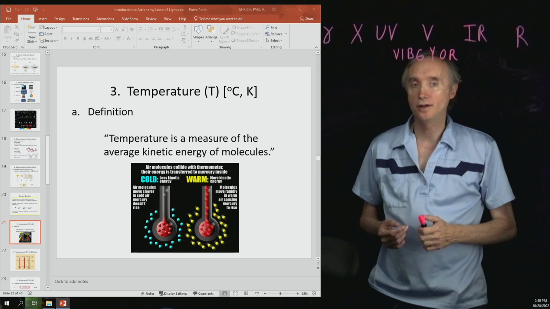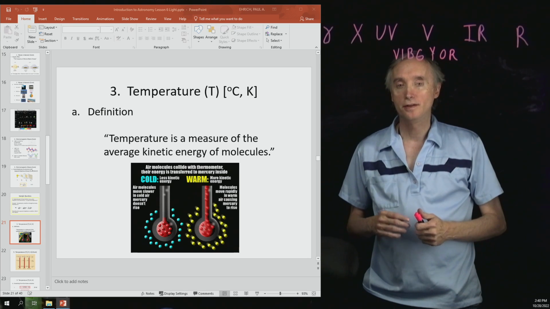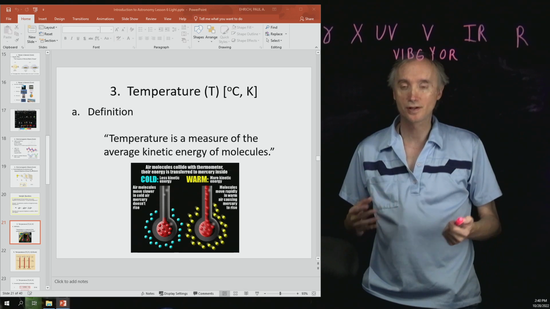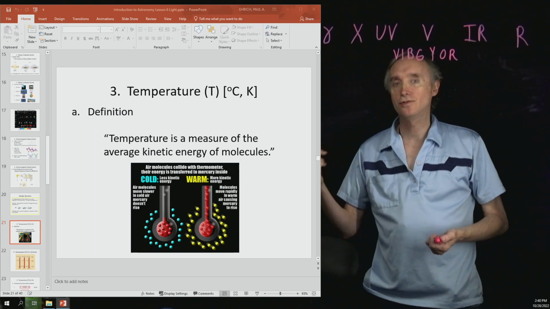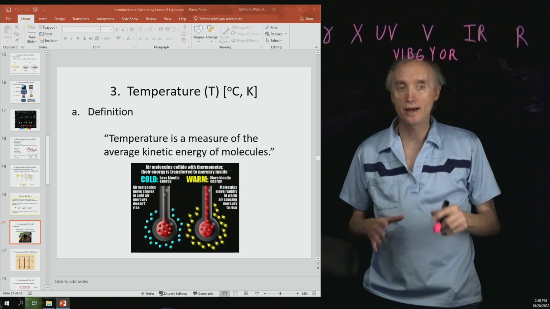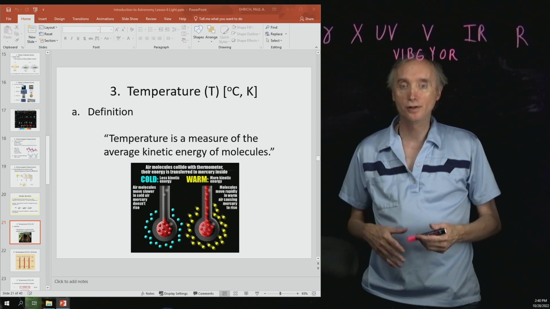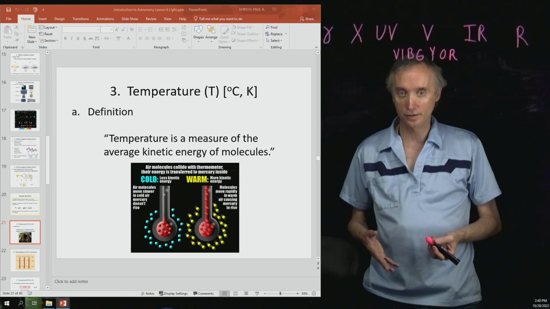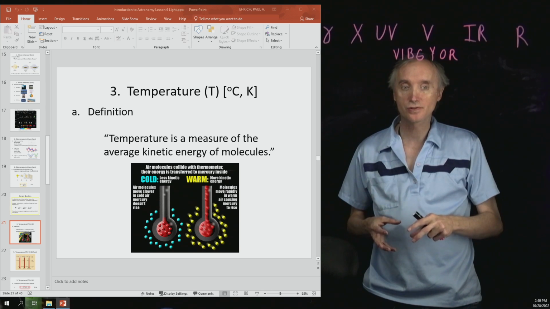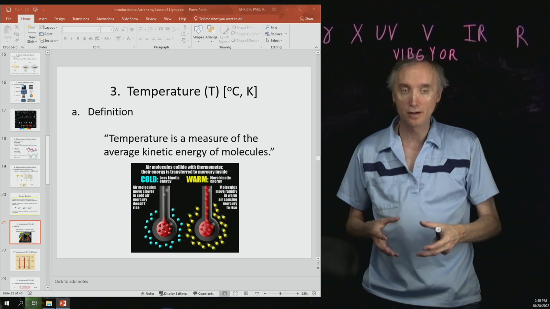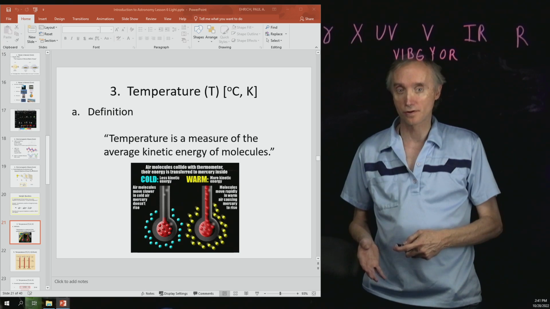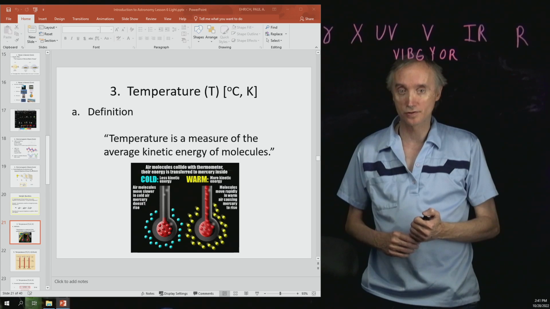And so temperature is going to be related to the kinetic energy of molecules. So now we got to know, well, what was kinetic energy? So if we go back to lesson number 5, we learned that kinetic energy is 1/2 mv squared. So it's related to the speed of the molecules. So kinetic energy is related to the mass of the molecule. So the bigger the molecule, the more kinetic energy it's going to have. And then it's related to its speed. So the faster it's moving, the more kinetic energy it's going to have.